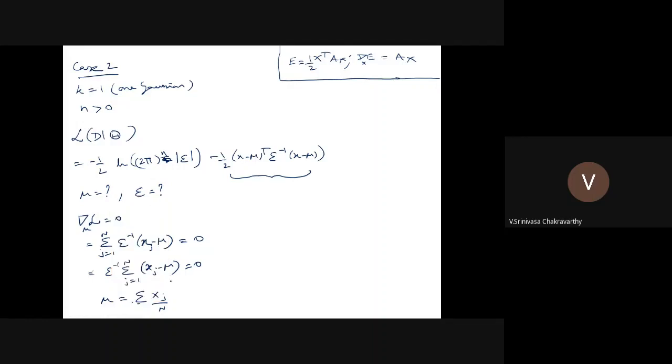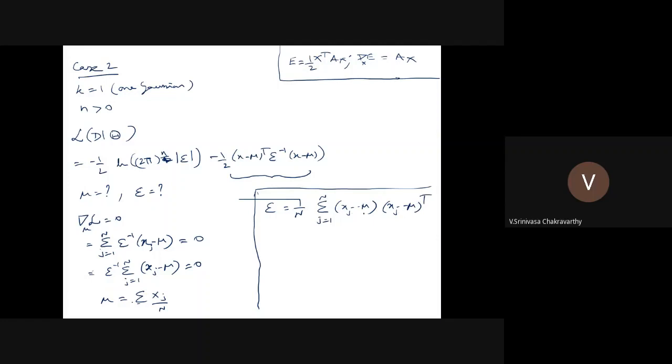Okay, so that part is just like before, but the epsilon part is a bit complicated, because to differentiate this cost function with respect to a matrix, again, this is because epsilon is not a vector; it's a matrix. So this is slightly beyond the scope of this course. So I'll just give you the result, and epsilon turns out to be basically 1 by n sigma j equal to 1 to n of x j minus mu times x j minus mu transpose.